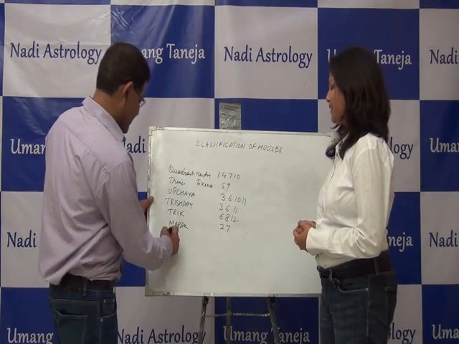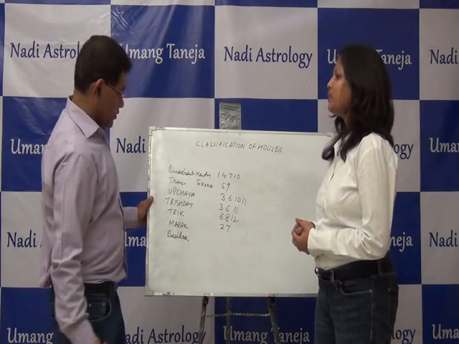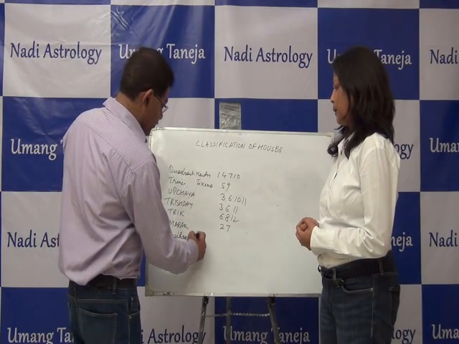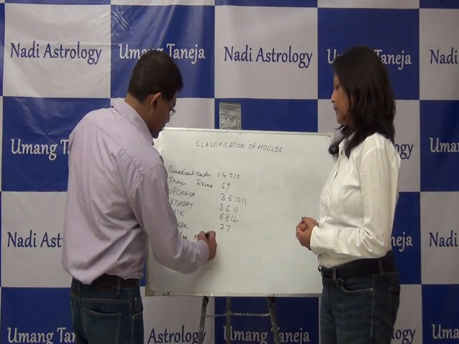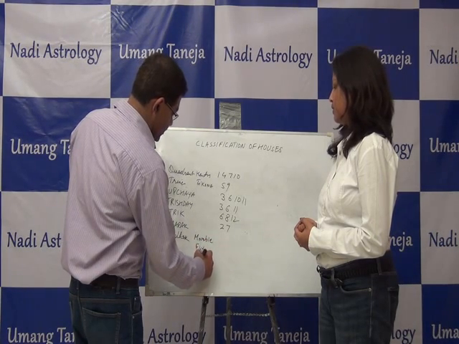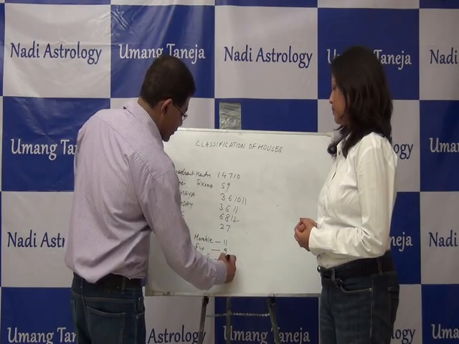For Badhak it is a bit different, as it is according to the ascendant. So I write it down: for movable ascendant, fixed ascendant and dual ascendant. For movable ascendant it is 11, for fixed it is 9 and for dual it is 7.